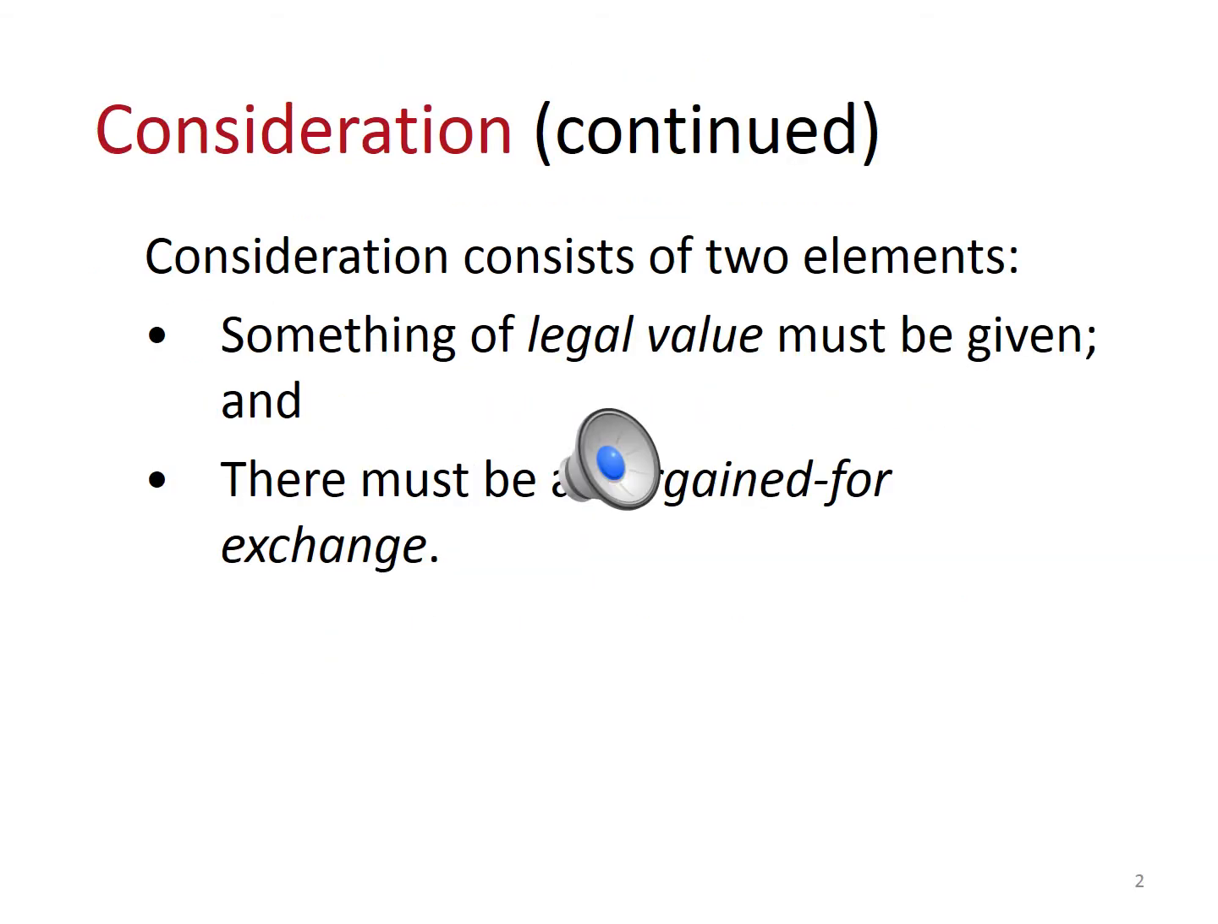So what are the elements of consideration? In order to be legally effective, consideration must have two elements. The first element is that consideration is something of legal value. And the second one is that the value must be a bargain for exchange. We will look at what legal value means and what bargain for exchange means in the next slides.